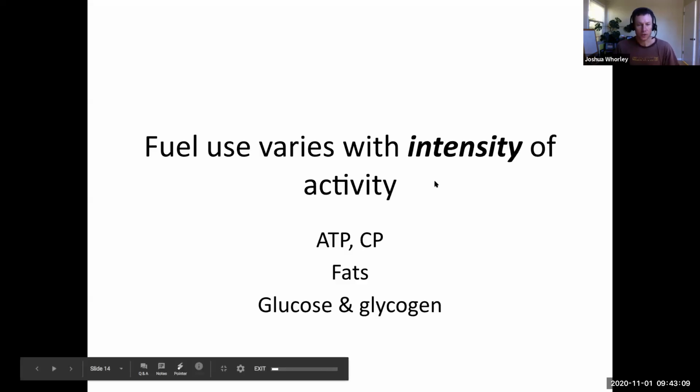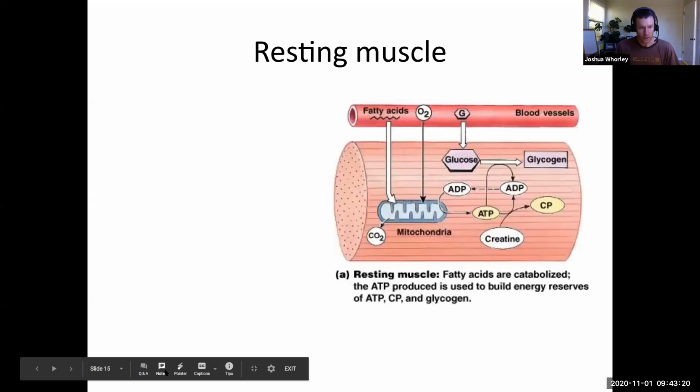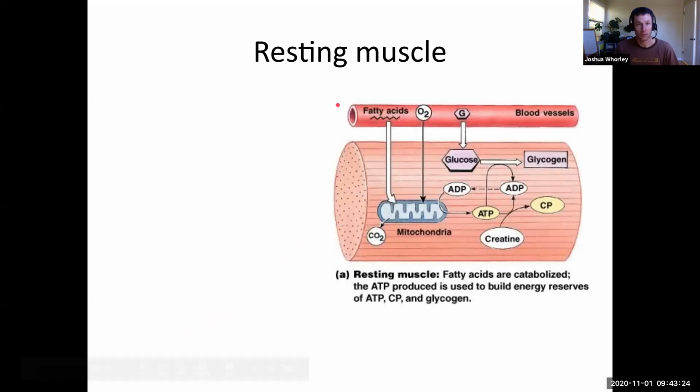And we mentioned this in the last video. So I'm just going to show you what's going on within a muscle cell when we've got different intensities of activity. We're going to start out here with low intensity, or more or less a resting muscle, or you could even think low intensity activity. What's happening in a muscle cell?